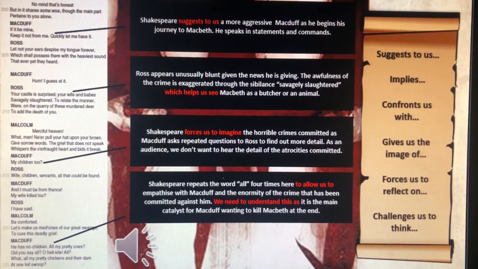My children, too. Wife, children, servants, all that could be found. And I must be from thence. My wife killed, too. Let's make us medicines of our great revenge to cure this deadly grief. He has no children. All my pretty ones. Did you say all? Oh, hell-kite! All? What? All my pretty chickens and their dam at one fell swoop.